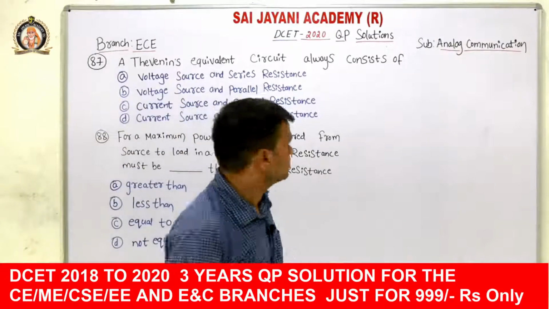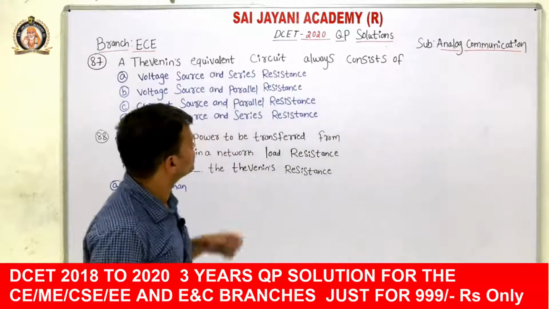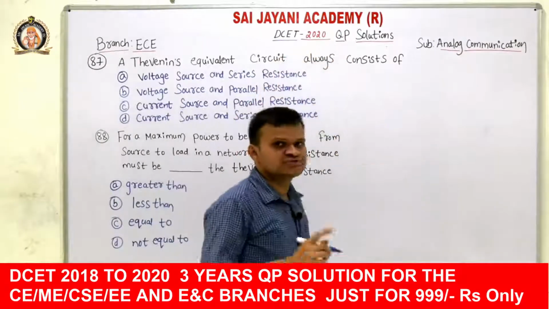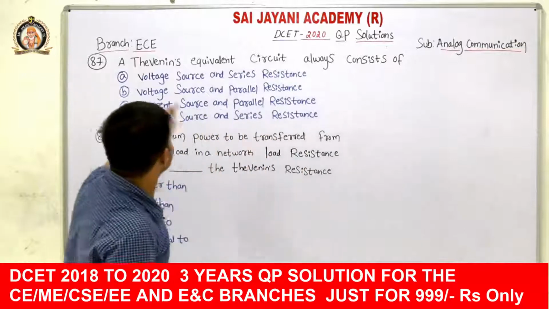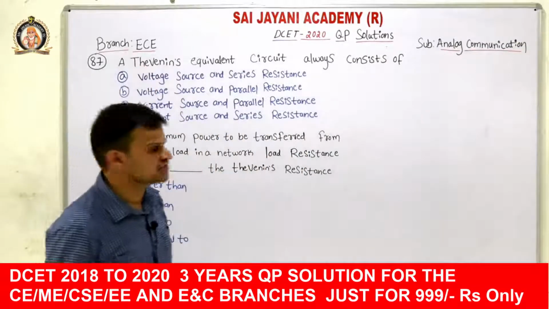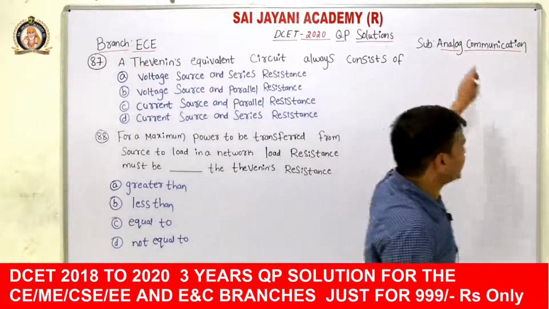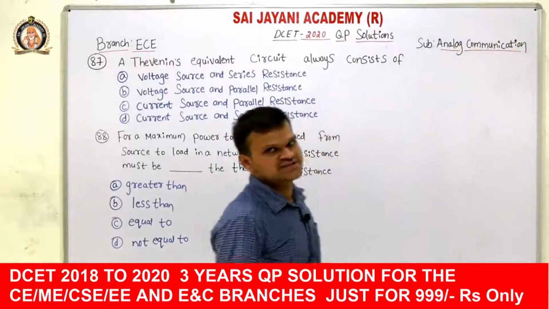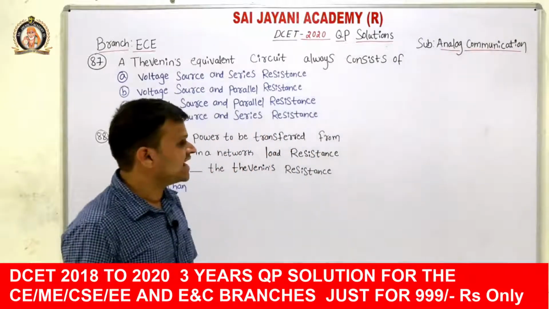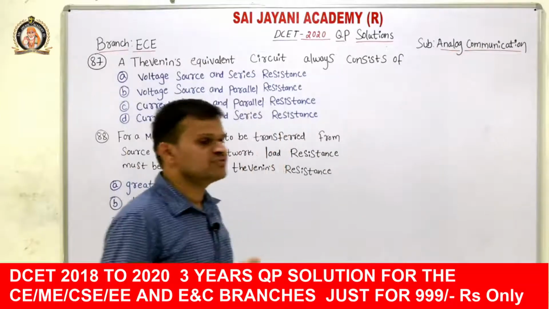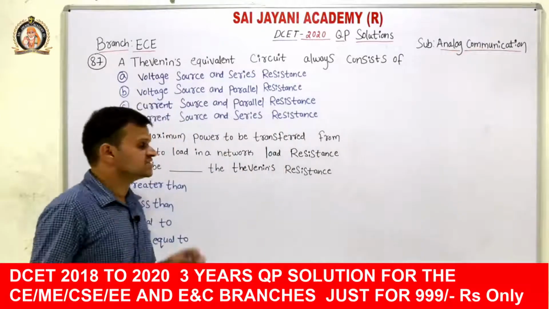I am Amog. In this video, I am going to solve the Diploma CET 2020 question paper solution for the branch Electronics and Communication, and the subject is Analog Communication. In Diploma CET 2020, they asked 7 questions and we will try to solve those questions one by one.